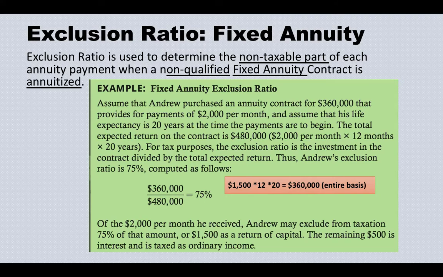Let's see, if you live beyond 20 years, and you still receive $2,000 per month, then how are you going to be taxed? Well, it turns out it's a little complicated. That was a law change. So basically, an annuity annuitized before December 31st, 1986 is treated differently from one annuitized after.